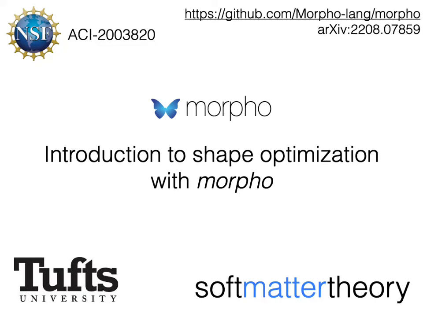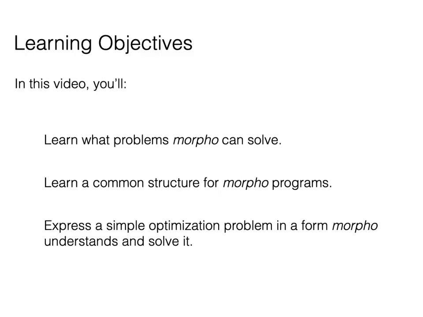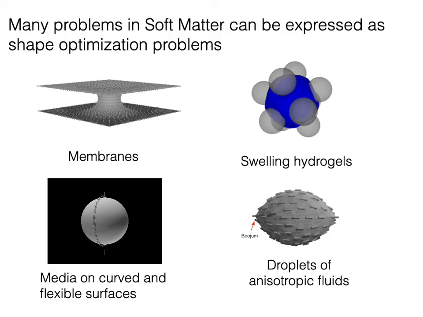In this video, we're going to learn about shape optimization using the Morpho language. You'll learn what kind of problems Morpho can solve. We'll discuss a common structure for Morpho programs, and we'll express our simple optimization problem in a form Morpho understands and solve the problem.